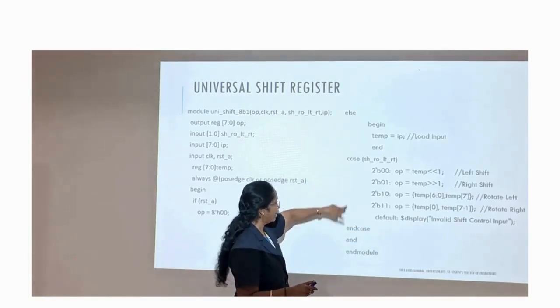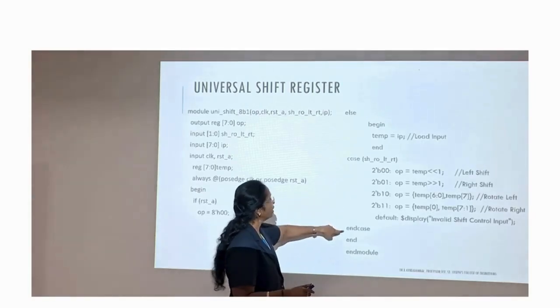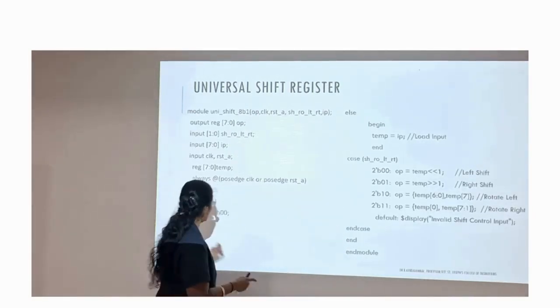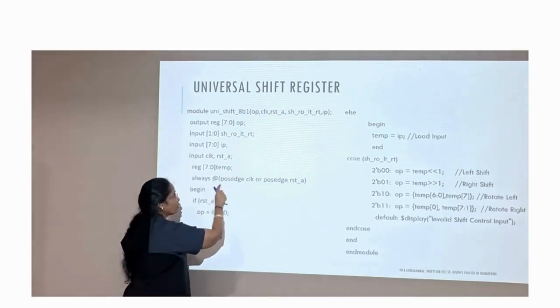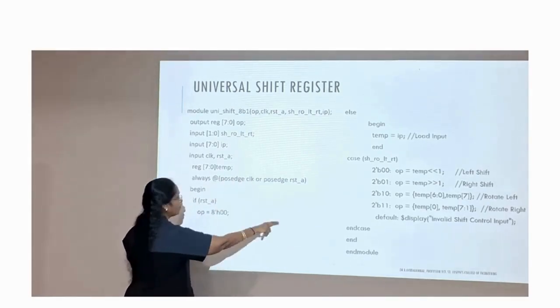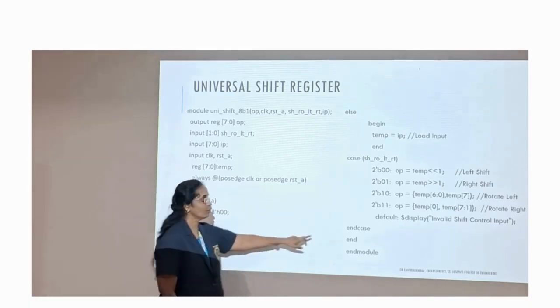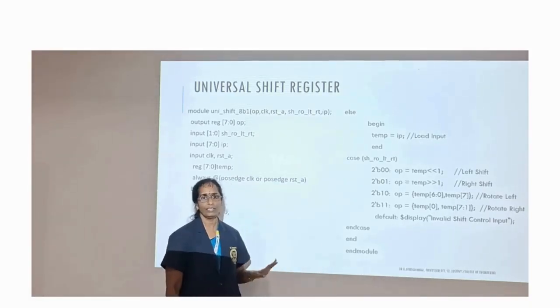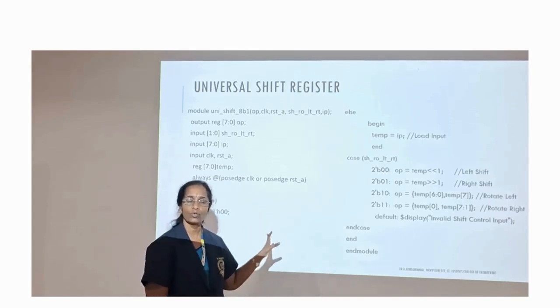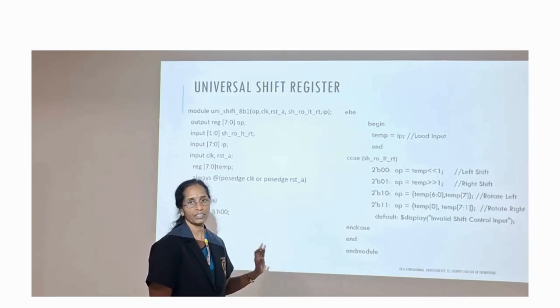This case is ended with this end case. Now, what does this end become? On every positive edge of the clock, all these operations will be carried out. Therefore, this is the end of the always block and then the final end module. This is the regular code for the universal shift register.